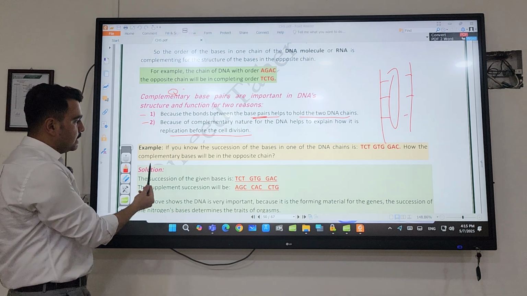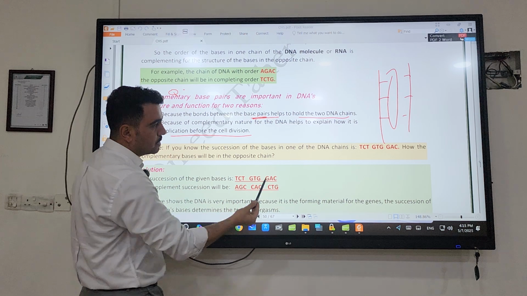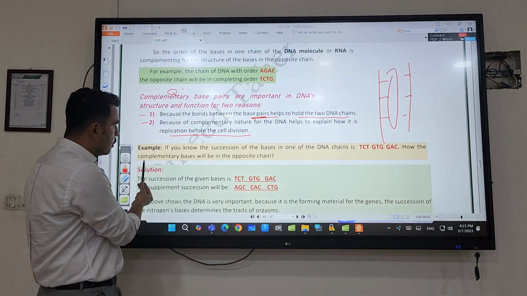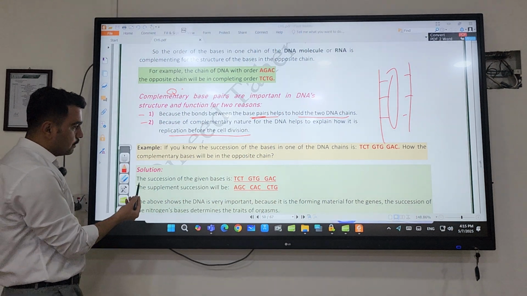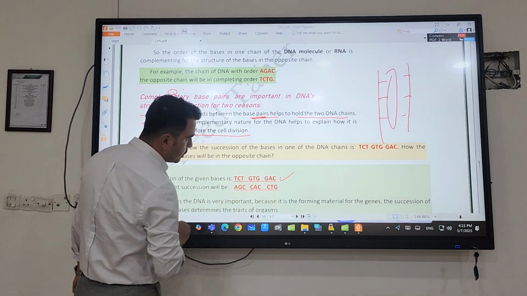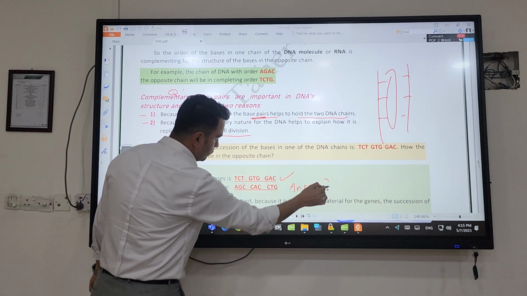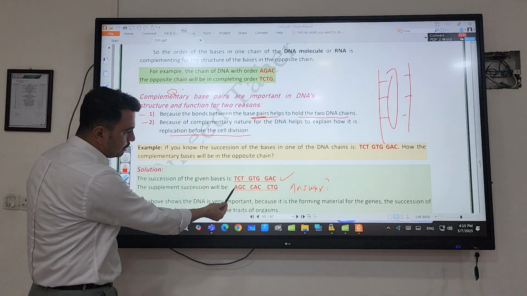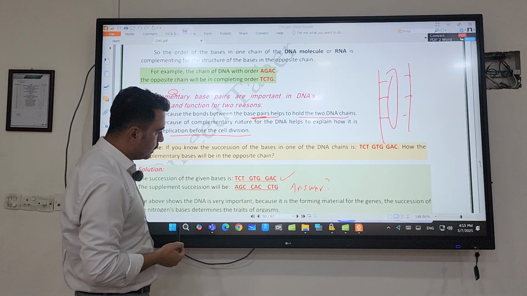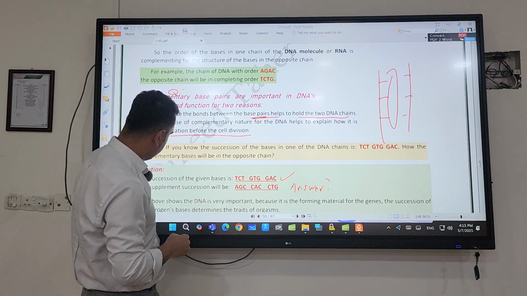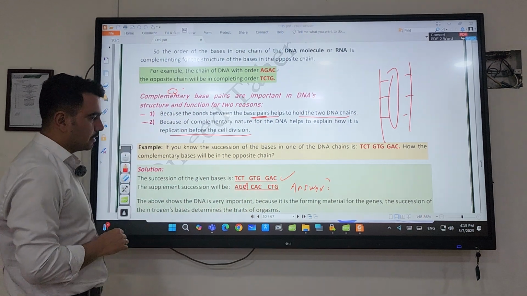So an example says, if you know the succession of the bases of one DNA chain, which is in here, the question says complementary base pairs will be the opposite chain. Here is the solution, as I told you just now. If you have this question, the answer will be like this: thymine will be adenine, cytosine will be guanine, thymine again will be, it should be adenine, sorry. Okay, it's adenine. It's a mistake. Like this.